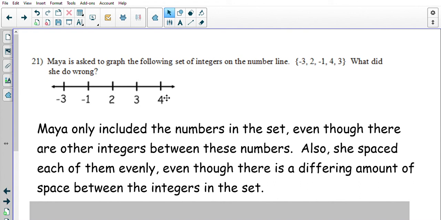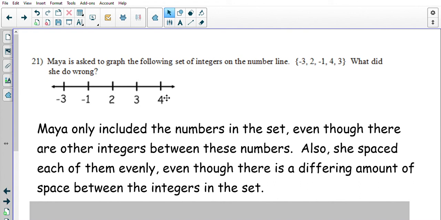She's also missing dots on this number line. So again, a lot of times students think, well, if I just put only the numbers in the set, I don't need the dots. You do still need the dots, and you need to make sure that your graph itself is numerically accurate. That's really important.